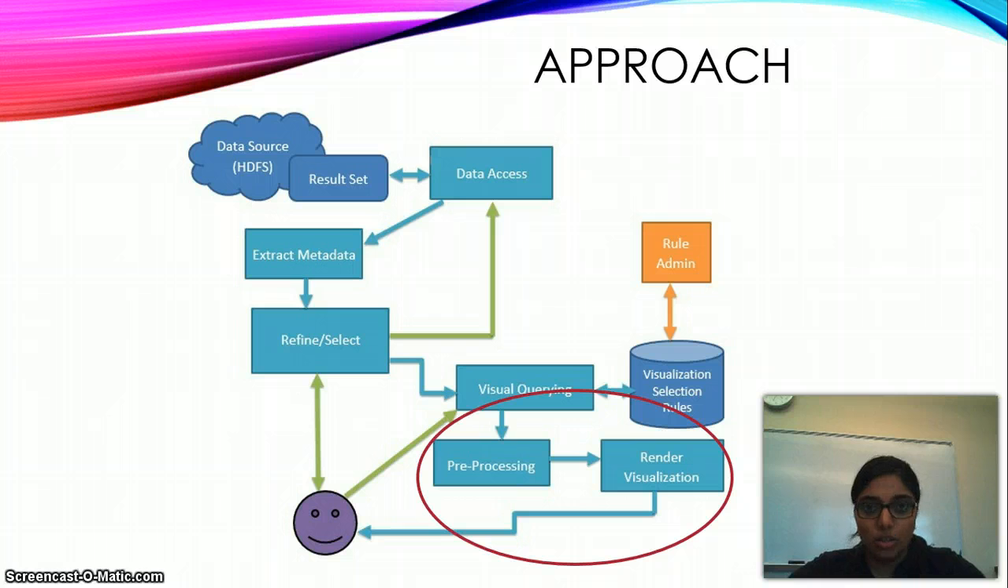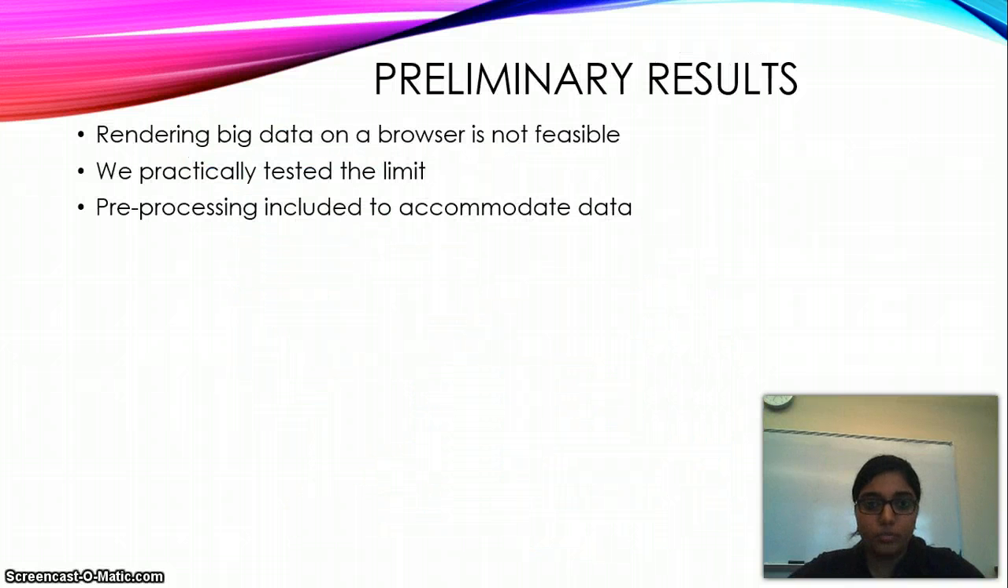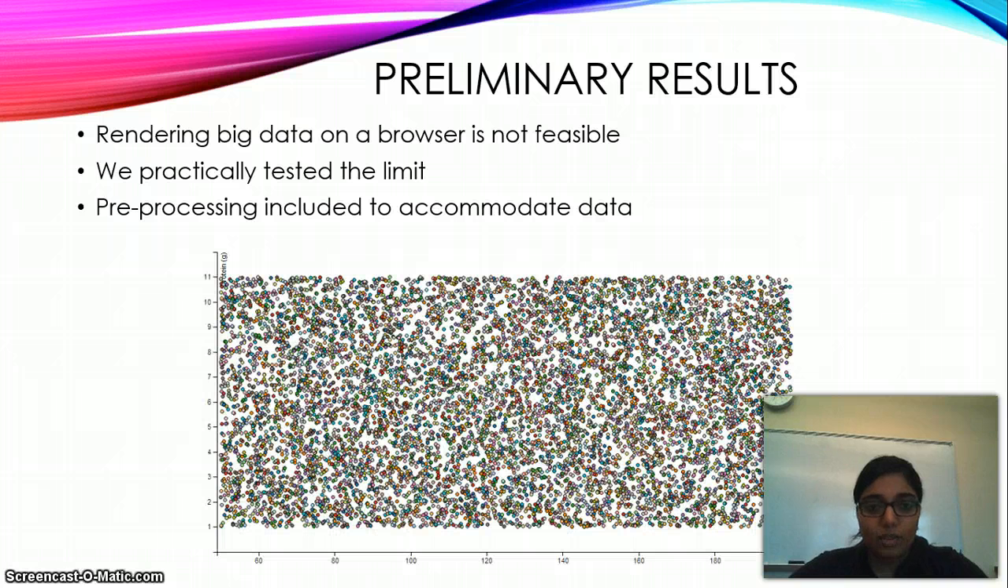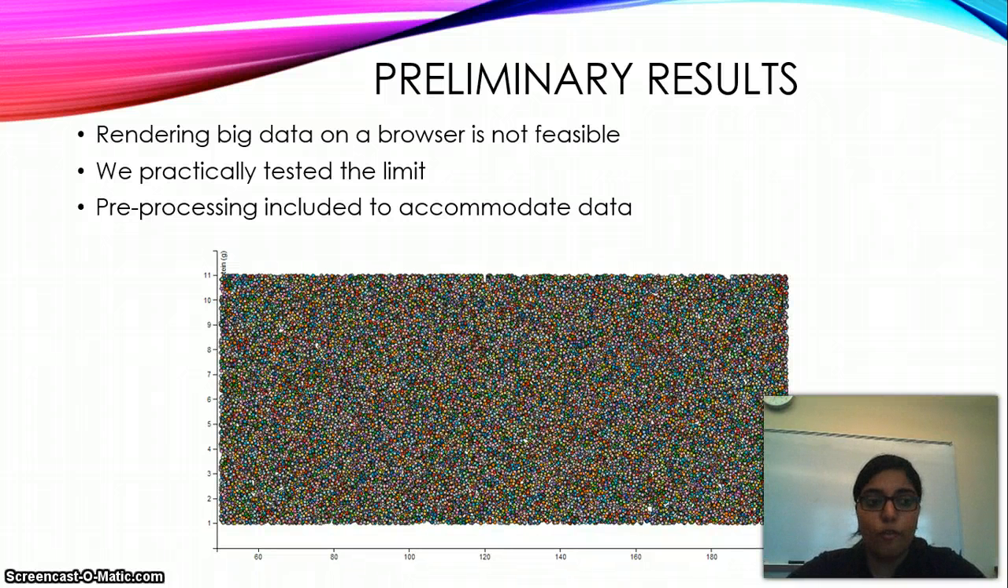The final layer is called rendering, where preprocessing and rendering of the data is done to be visualized to the client. Preliminary results. We have a screenshot which shows us how 10,000 data points have been visualized, and then we have another screenshot which shows how 40,000 data points is visualized. As the data points increase, it becomes unclear and we cannot understand the whole concept of the visualization.